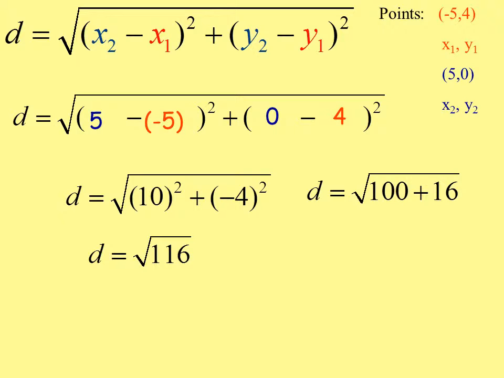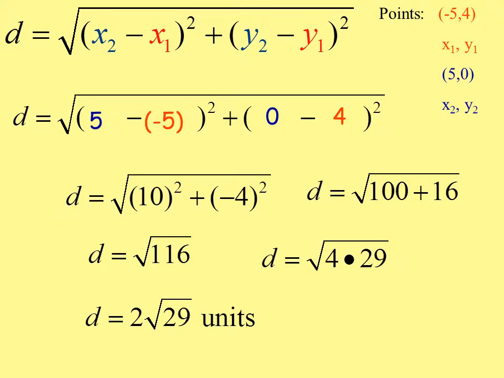And then I'll have to simplify this radical. So I can break 116 down to 4 times 29, but I know that the square root of 4 is 2, so this will be 2 times the square root of 29 units. If you need help simplifying radicals, please ask, and I'm sure we can help you with that.